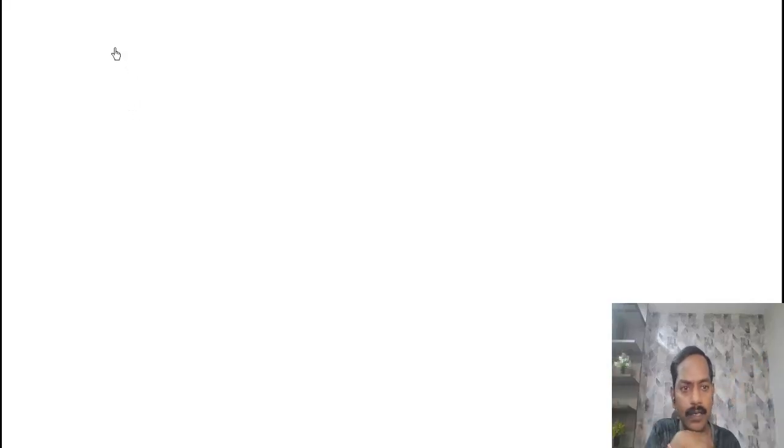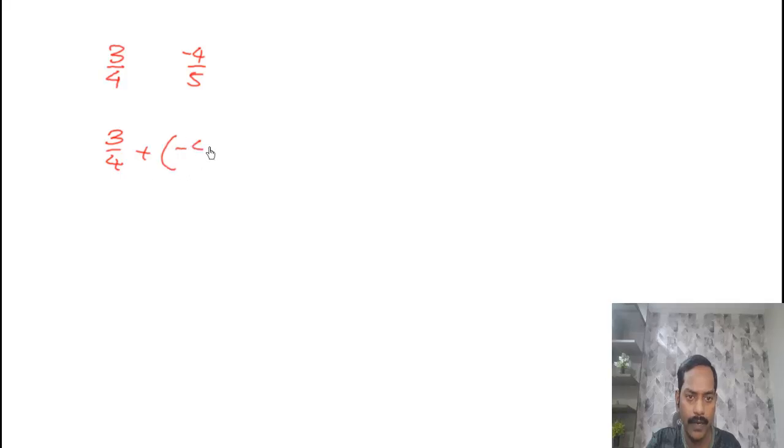So I'm taking any two rational numbers. Say I'm taking a rational number 3 by 4. This is a rational number. I'm taking another rational number which is say minus 4 by 5, right? Because it's an integer, it can be negative also. Now in this case, I want to add both these numbers. So 3 by 4 plus minus 4 by 5. This I want to do.